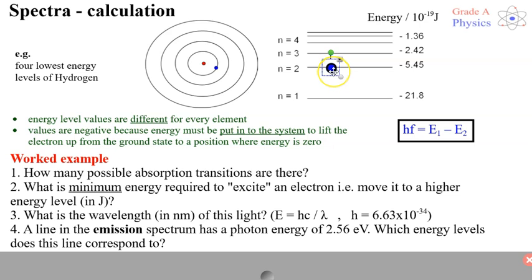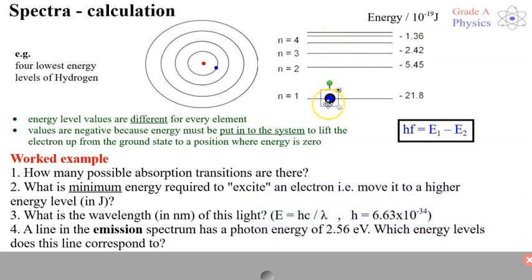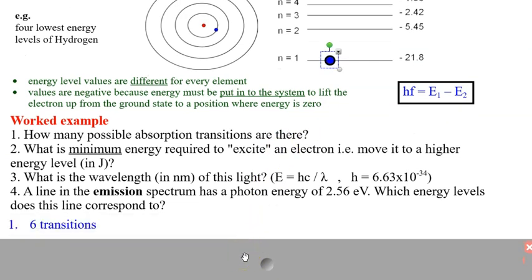But before it drops down from position 2, it might absorb another photon and jump from either 2 to 3 or 2 to 4. So that's 2 more. And if it's in position 3, then it might absorb another photon and jump up to position 4. So that's 6 in total. All of these are absorption transitions. A photon is absorbed. So when the electron drops back down again, then there are also 6 possible transitions, but these will be 6 emission transitions. So we need to make the distinction between absorption transitions and emission transitions.